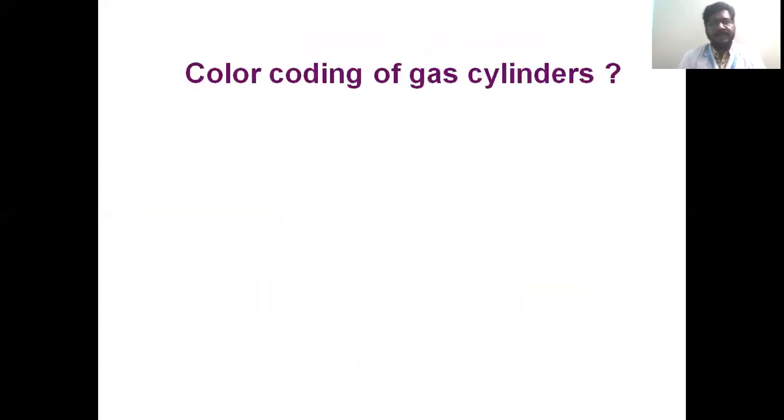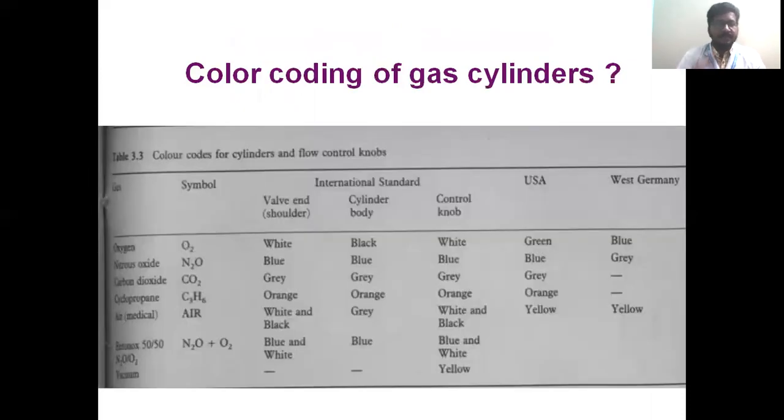Now the color coding of the gas cylinders. What are all the color codings of the gas cylinder? As I discussed earlier, this color coding gives us a safety feature to prevent wrong fitting of the cylinder to the anesthesia machine. These are all the color codings of the cylinders, with the international standard, the Western standard and the USA standard. What we are using is the international standard.